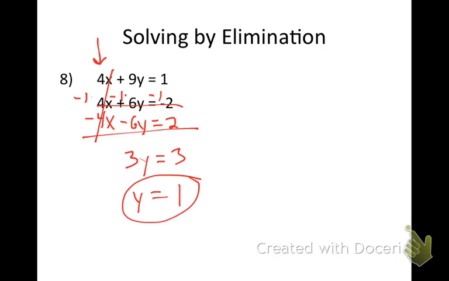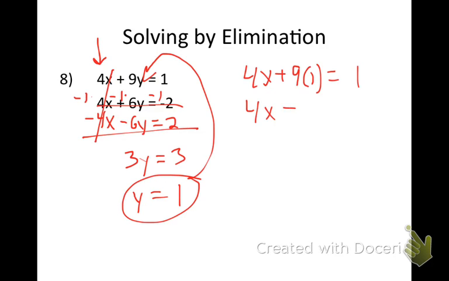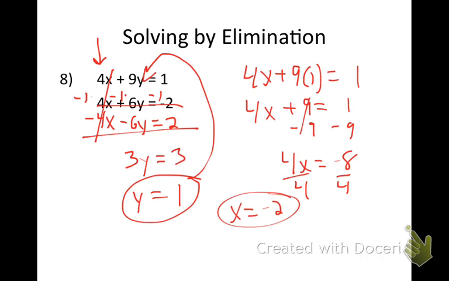Now I would take that back in. I would plug it into the top one, because the bottom one had a negative. I always look to keep things positive. So I have 4x plus 9 times 1 equals 1, which is 4x plus 9 equals 1. Subtract 9 to the other side. 4x equals negative 8. Divide by 4. X equals negative 2. My answer now as an ordered pair would be negative 2, 1.